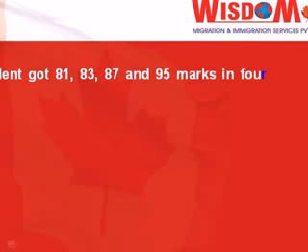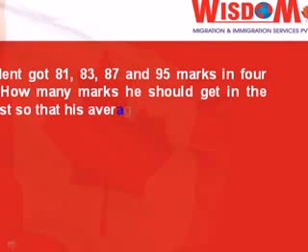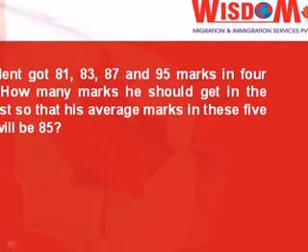Now let's see another example. In this question, a student got 81, 83, 87 and 95 from 4 tests. So how much marks should he be getting in the 5th test, so that his average in all the 5 tests becomes 85? Now, since he got this many numbers from the first 4 tests, let us assume from the fifth test he got x. Now, since he got x from the fifth test, the sum of deviations from 85 of all these numbers should be 0.